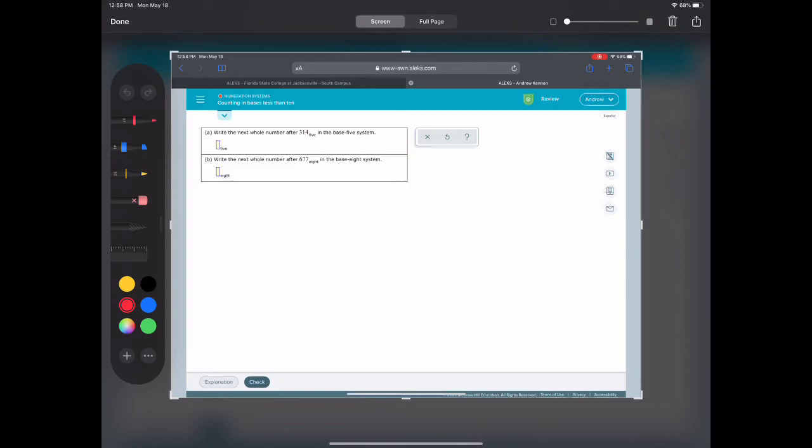Counting in bases less than 10. So if we look at what we use, what they call the base 10 system, because we have 10 digits that we use: 0, 1, 2, 3, 4, 5, 6, 7, 8, 9. Okay, so we only have 10 digits. We actually don't use the number 10. There's 10 digits that we use, 0 through 9.